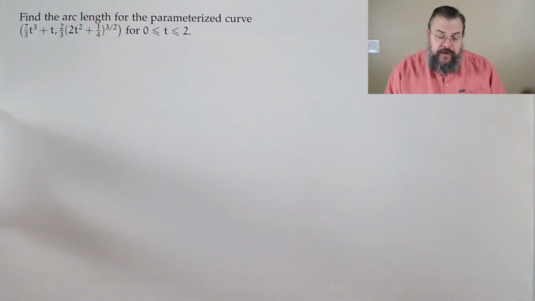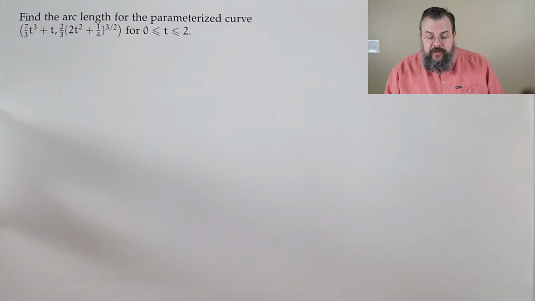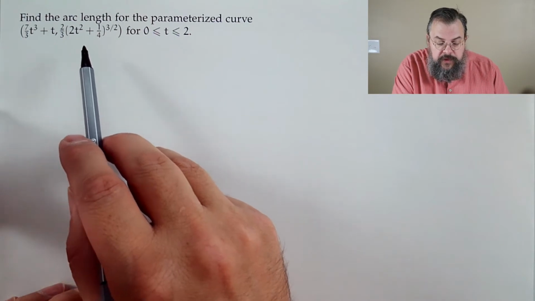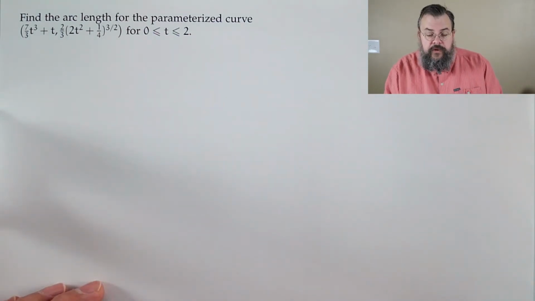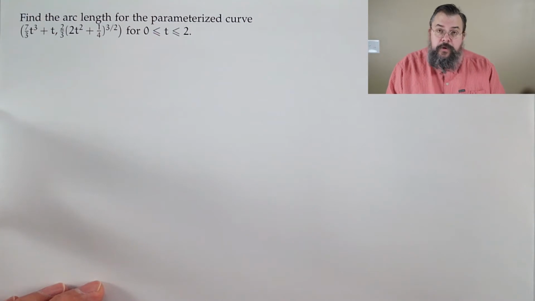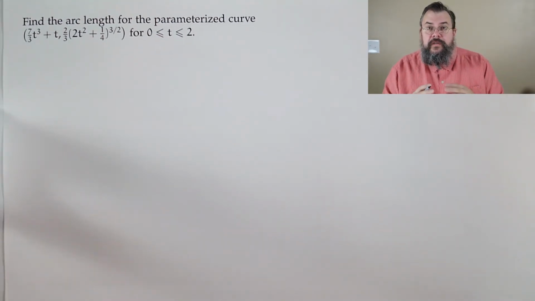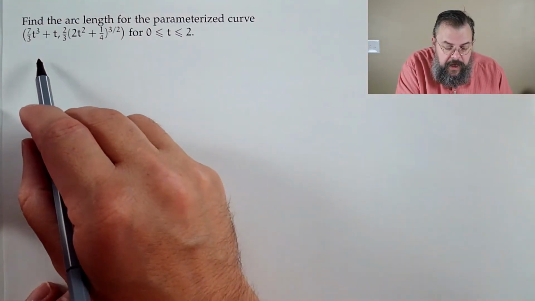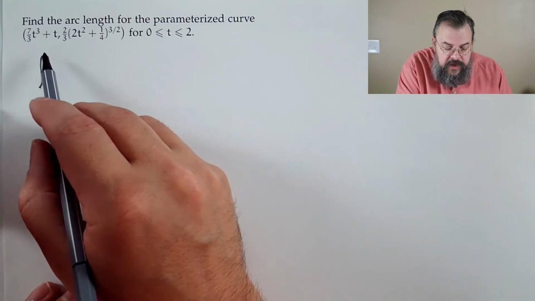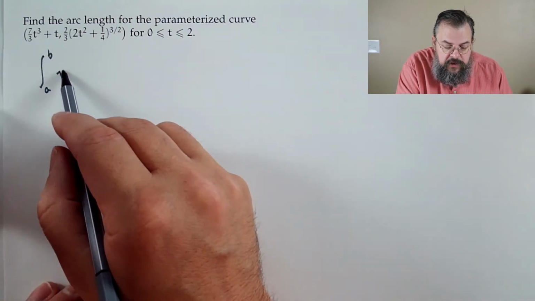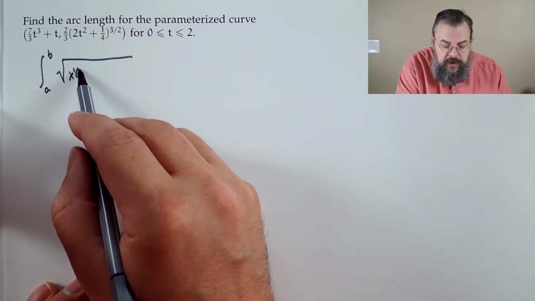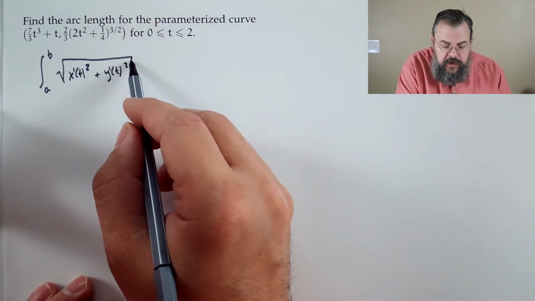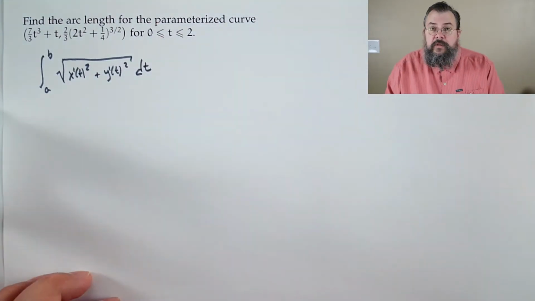Our first problem, find the arc length for the parameterized curve, where we have x equals 7/3 t cubed plus t, y equals 2/3 times (2t squared plus 1/4) to the 3/2, and time goes from 0 to 2. So we'll start by saying, all right, well, what is the generic formula? Now for arc length, our generic formula is the following. We're adding up from start to finish the square root of x prime of t squared plus y prime of t squared dt. That's our generic formula.